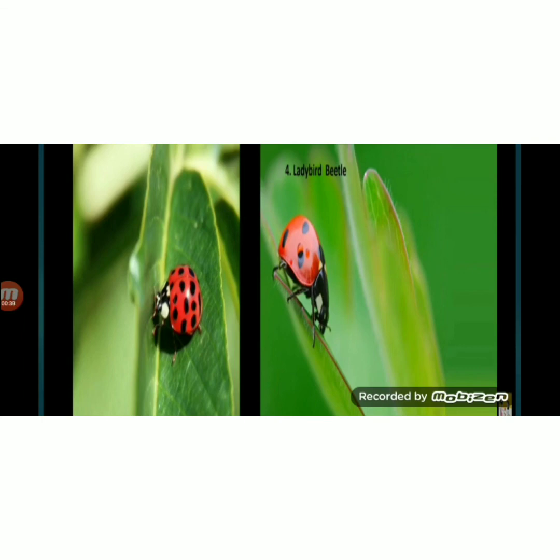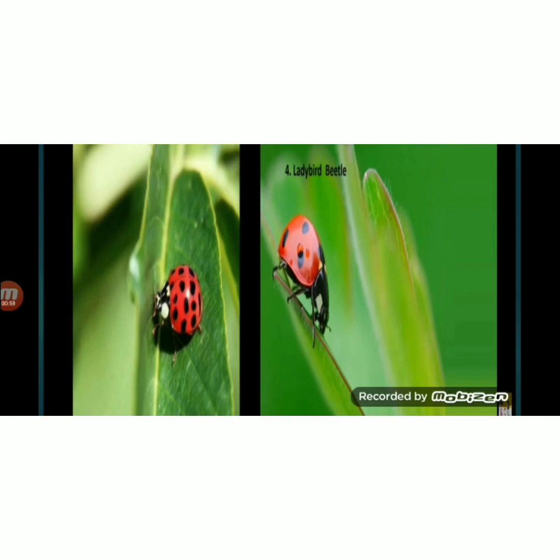You can find these beetles in different colors. They are of green color, red color, brown color, and many other colors. It is very useful because they eat pests that are harmful for plants.